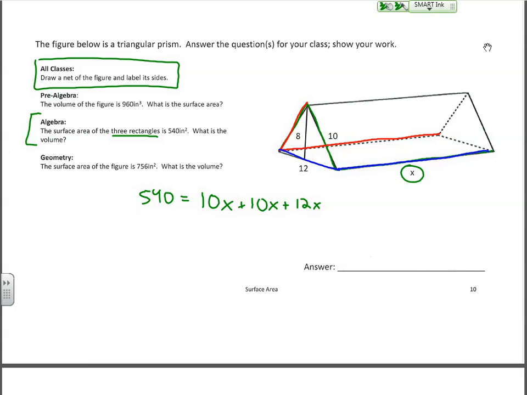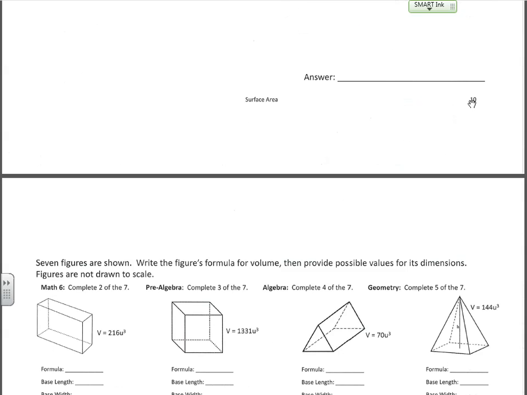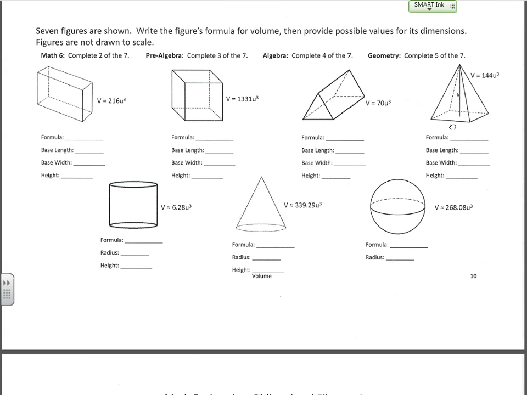And once you get that value for x, that represents the width of the prism, and your ultimate question, what is the volume? The formula for volume is base times width times height divided by 2. So that x is crucial. It represents the width of the triangular prism, and with that you can find the volume. But it starts with this equation here, and also don't forget to draw the net of the figure as well. And that brings us to our magnificent 7.